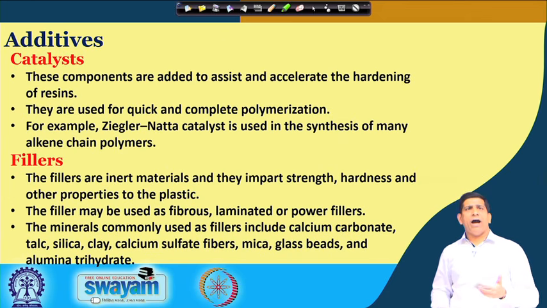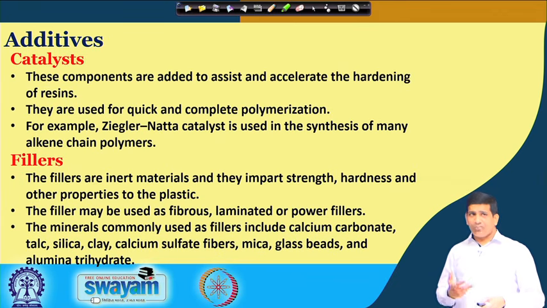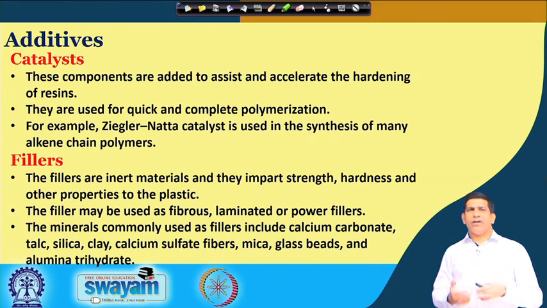Catalysts are used. Why are they used? These compounds are added to accelerate the hardening of resins, because we want to make it harder, so it will get the strength faster. They are used for quick and complete polymerization, so it helps in completion of polymerization. For example, you can have Ziegler-Natta catalyst, which is used in the synthesis of many alkene chain polymers. So that's what you use for that. So that's for catalysts to make the reaction go faster. That's essentially what the catalysts do.